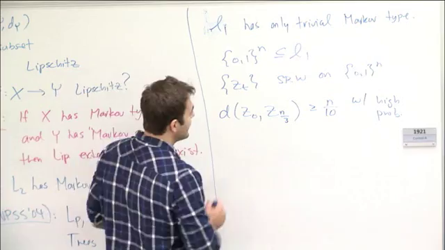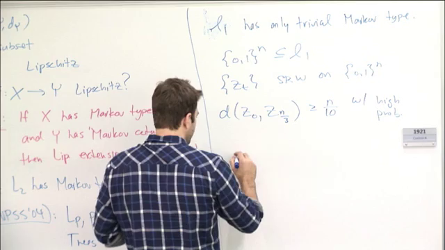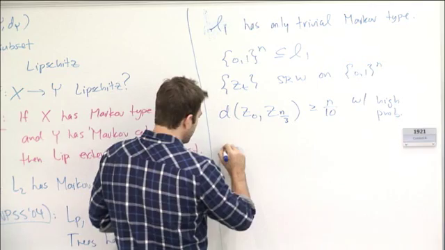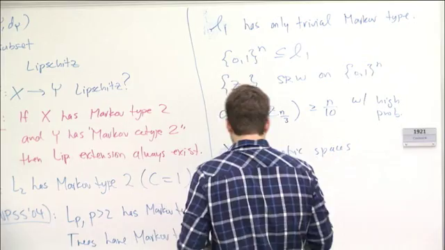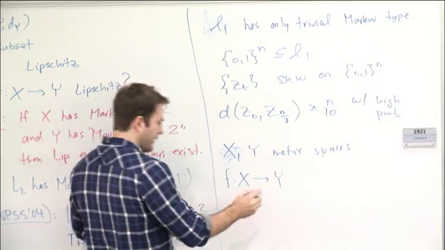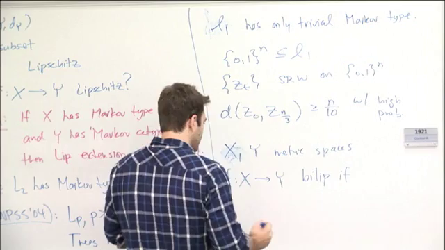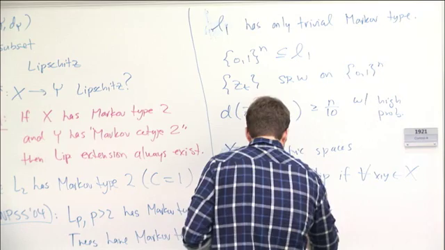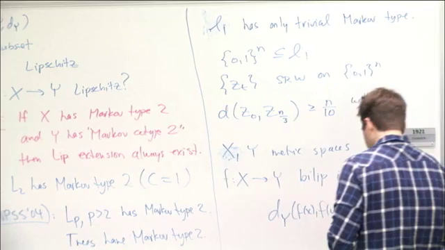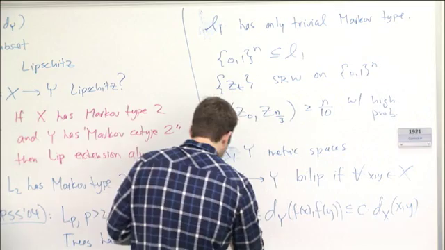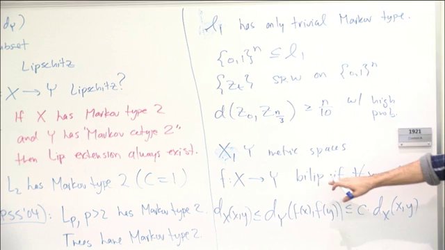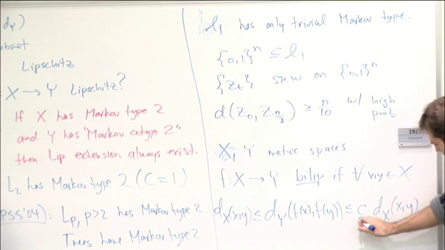Okay. And I guess it's a good point to point out one other thing about Markov type now. Suppose X and Y are metric spaces. Let me just write down what it means to be, people know, a map from X to Y that is bi-Lipschitz, if it preserves all pairwise distances. So let's say a map F is bi-Lipschitz if it preserves all the distances up to a factor of C. This quantity, the infimal C such that this holds, we'll call the bi-Lipschitz distortion of the mapping.